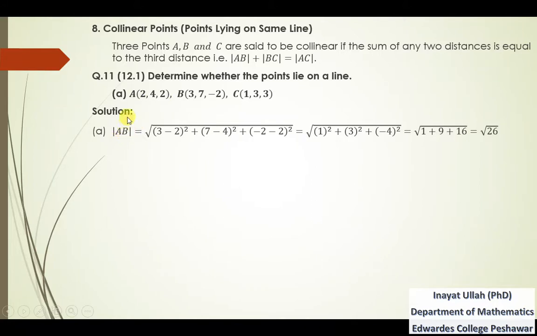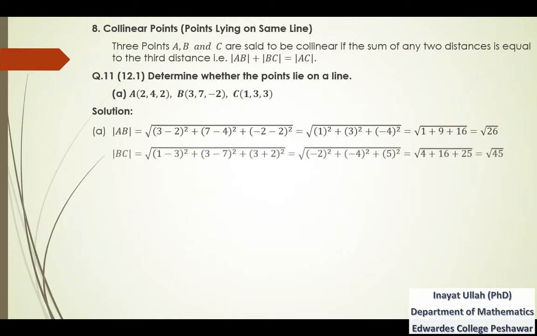We need to subtract A from B, B minus A. So 3 minus 2 whole square plus 7 minus 4 whole square plus minus 2 whole square. Calculating this sum, that is actually square root of 26. So distance AB is equal to the square root of 26.